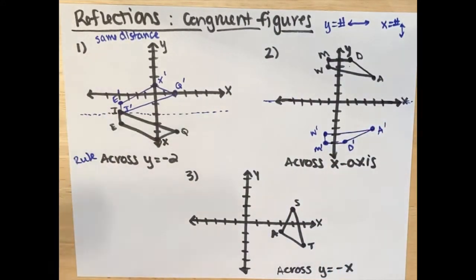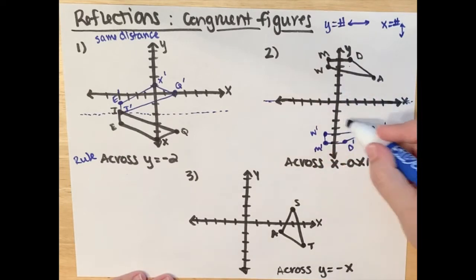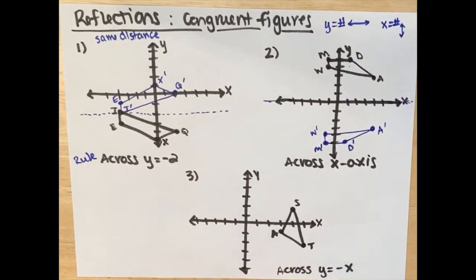And I have the same shape and the same size, just in different locations. Again, if I were to fold this in half, this would end up down here upside down. The last one I want to talk about is a little trickier, and it's the line y equals negative x.